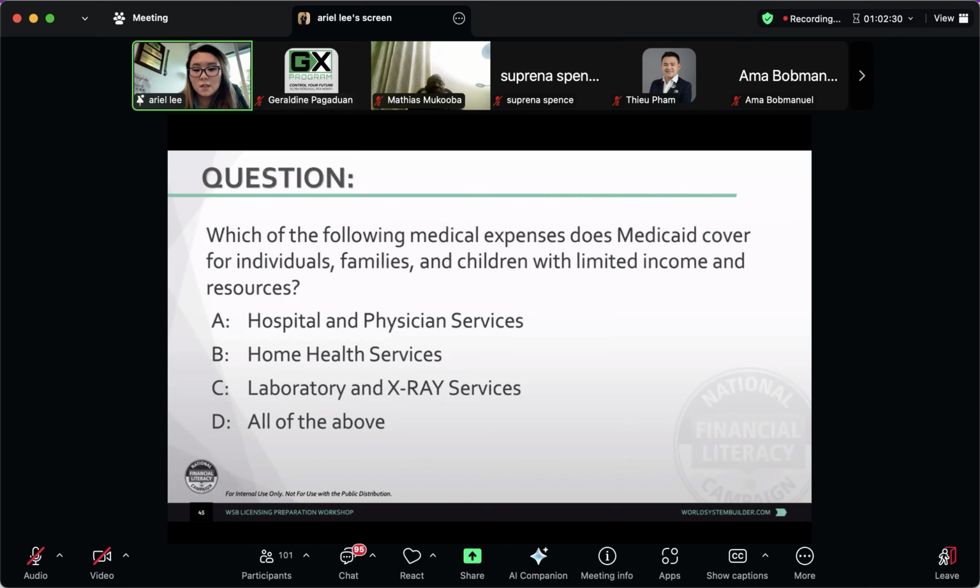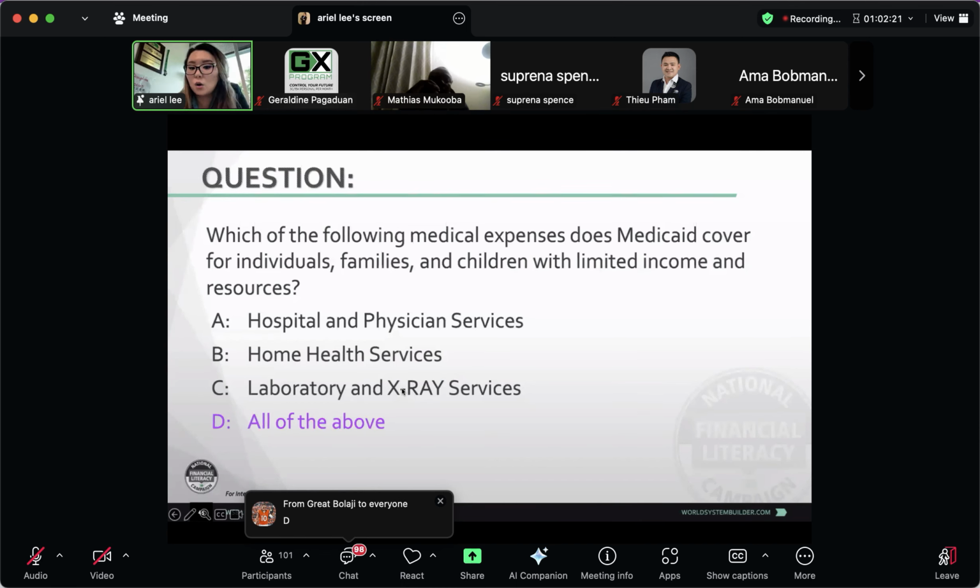That's D. David. D. Medicaid does cover for all.